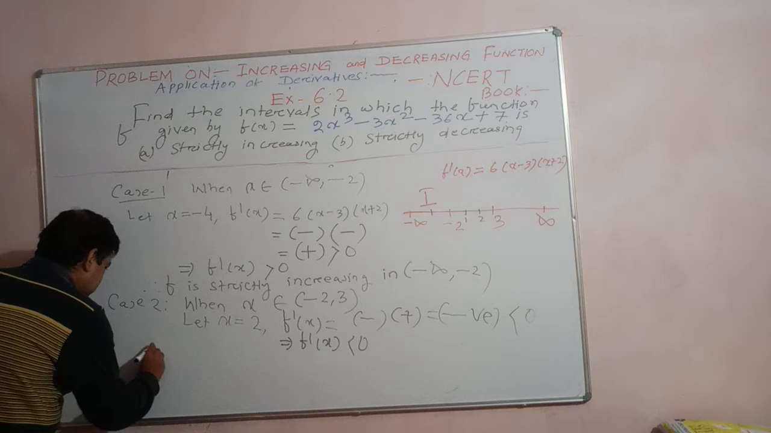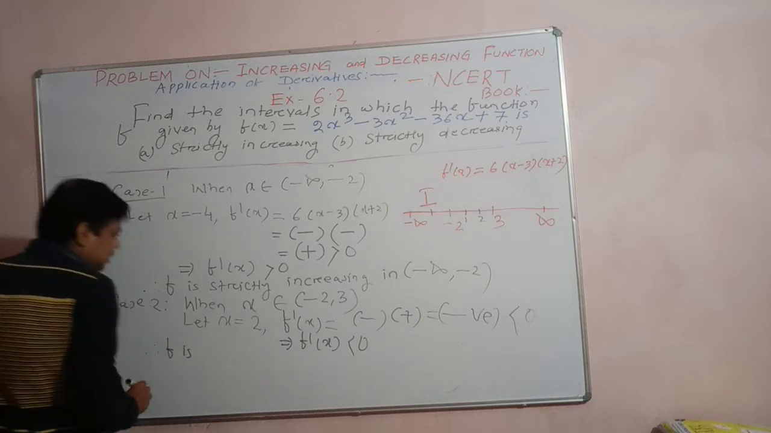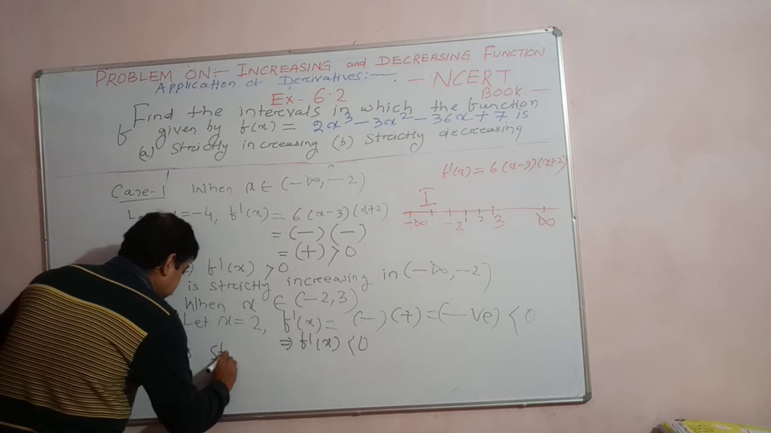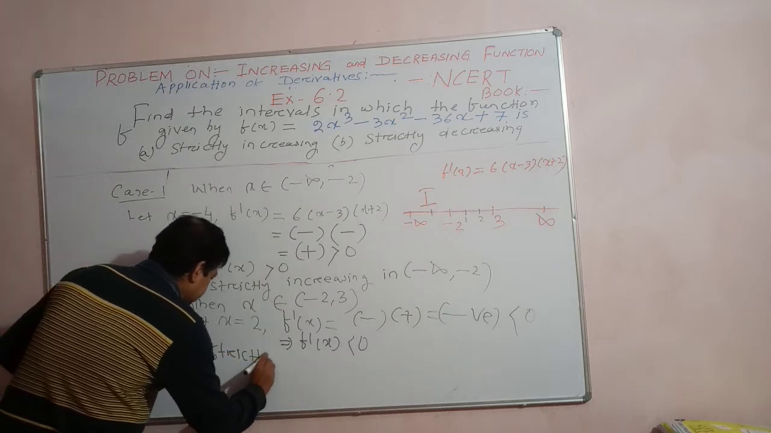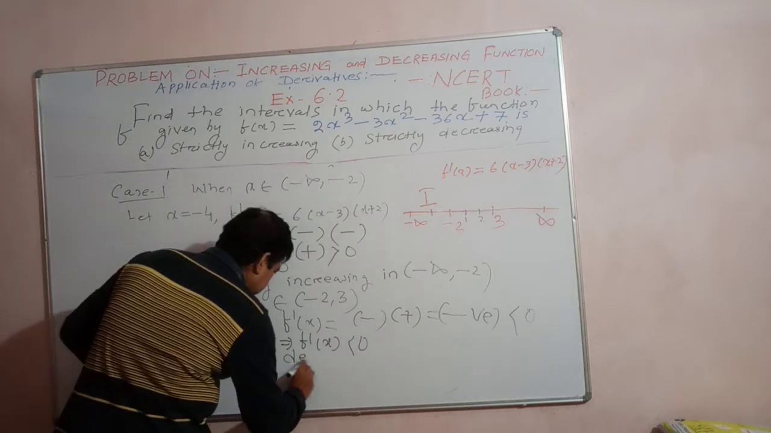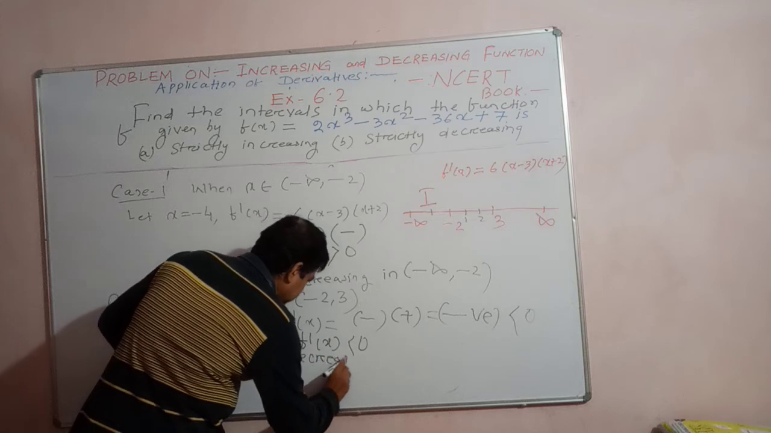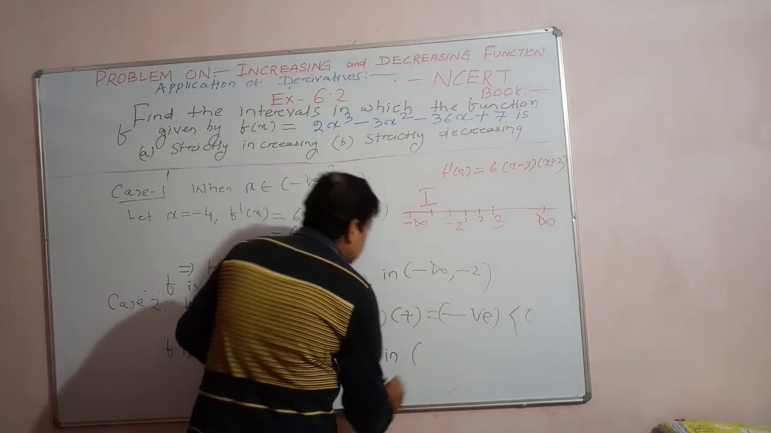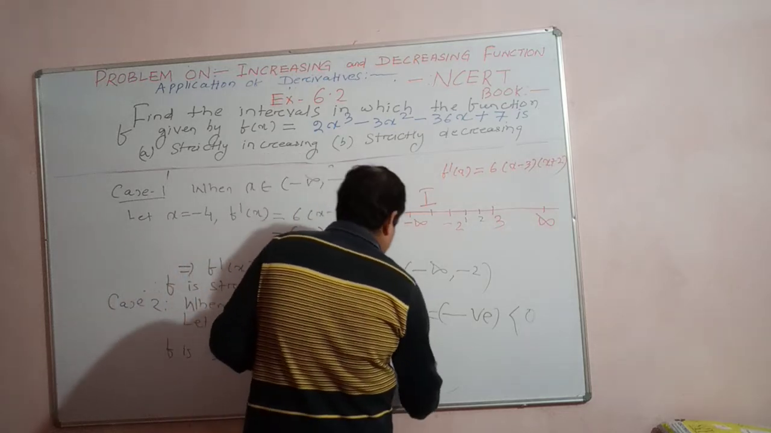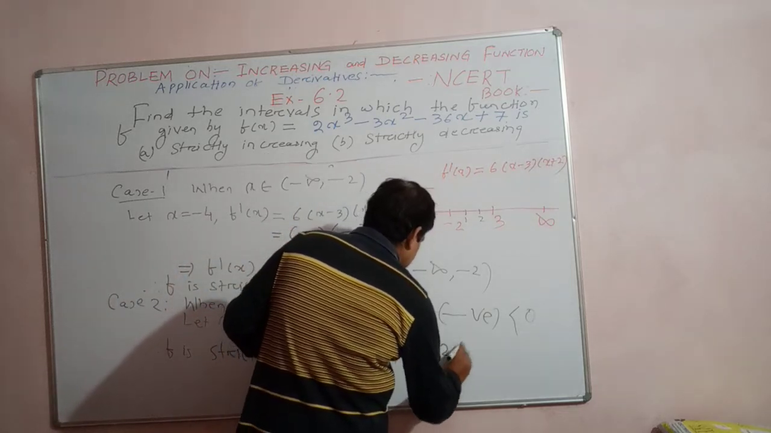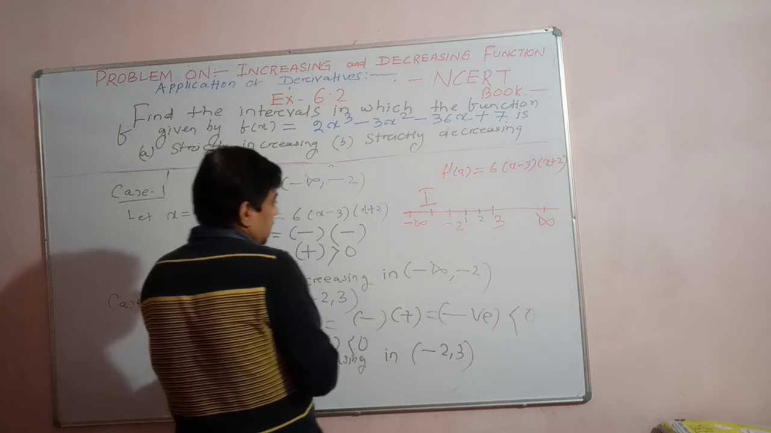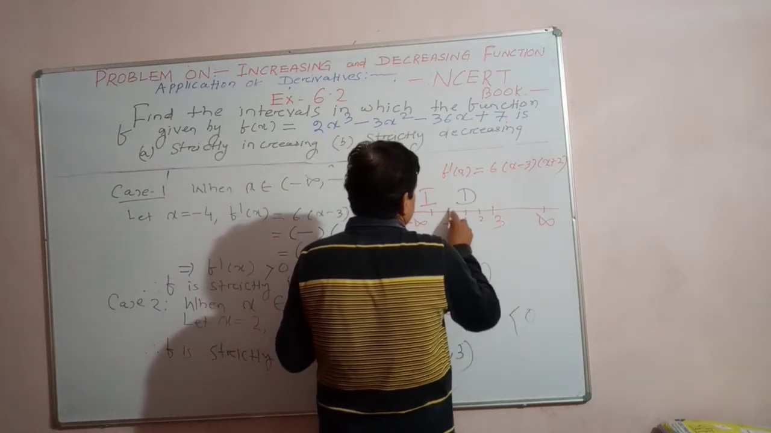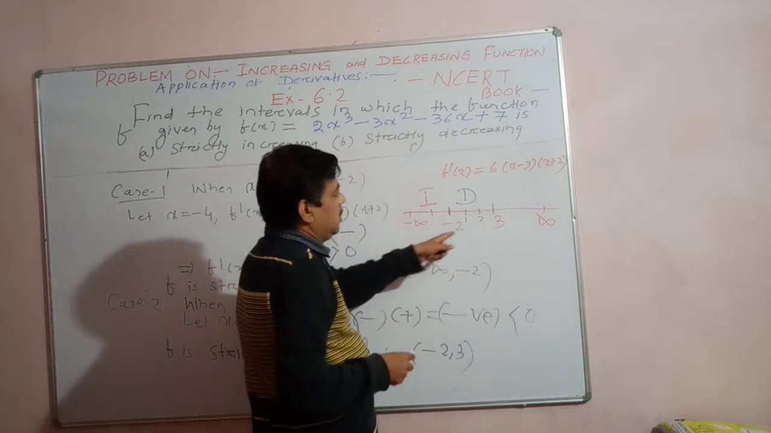Hence, since the derivative of the function is less than 0, it means f is strictly what? Decreasing, according to the definition. Decreasing in the interval what? Minus 2 to 3. Is it clear? So the function is strictly decreasing here. In this interval, in this region, in the interval minus 2 to 3, the function is strictly decreasing.